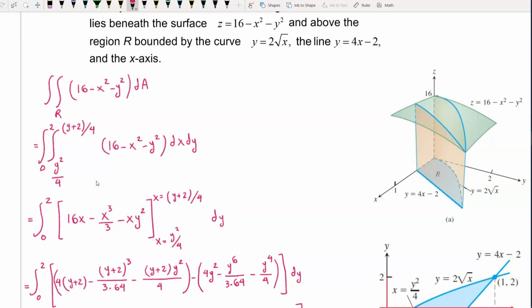And then minus x cubed, so it is (y plus 2) cubed over 4 cubed, and then divide by 3. So we have (y plus 2) cubed, and 4 cubed is 64, so we have 64 times 3 in the denominator. Minus x times y squared, where x is (y plus 2) over 4. And then subtract, what we have here is y squared divided by 4. So instead of x, use y squared over 4: we have 16 times y squared divided by 4. Simplify, we have 4y squared. Then minus x cubed over 3, so we have this one cubed over 3.